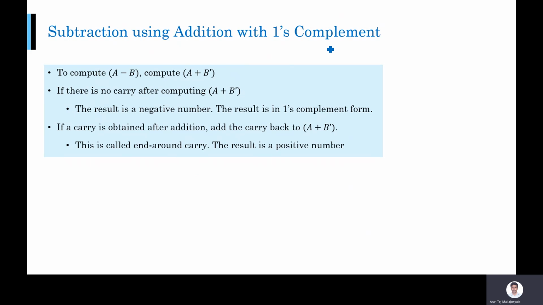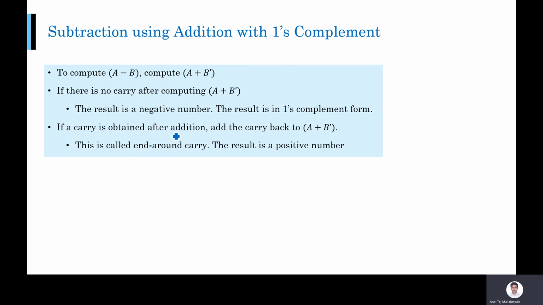Subtraction using addition with one's complement. As I said, if you want to compute a minus b, you have to compute a plus b prime. There is one rule that you have to remember when you are doing this kind of subtraction. You're using addition to do the subtraction, and when you do that, if you get a carry, you have to add that carry back to the original result and then take the final result. That is called end around carry.